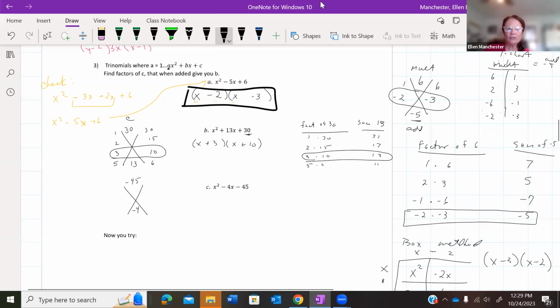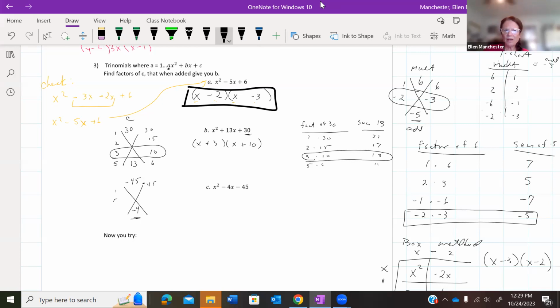Okay, so factors of negative 45. So now I have a negative. What that tells me when I multiply is one of them has to be positive and one of them has to be negative. Here's the trick. If my bottom number is negative, my bigger number has to be negative. That's how you match it.